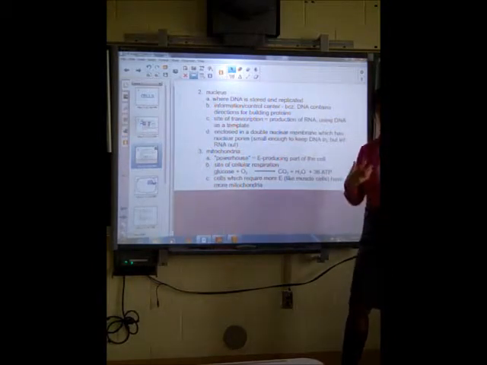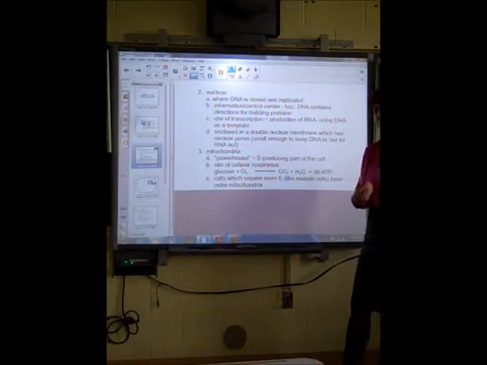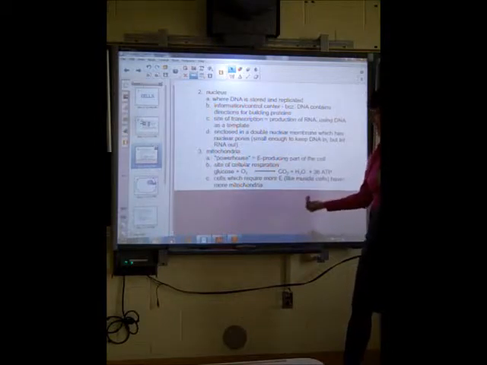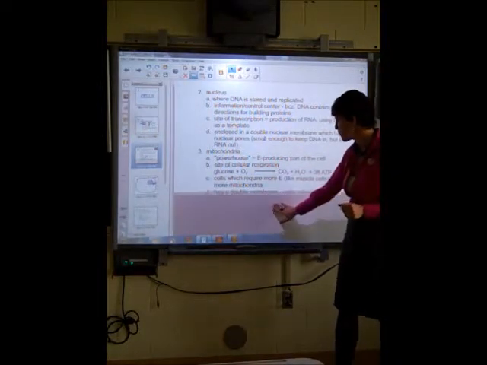If you have a part of your body or a part of another organism's body that requires more energy, chances are it's going to have a higher content of mitochondria within that cell. So for example, muscle cells have way more mitochondria visible than a blood cell.